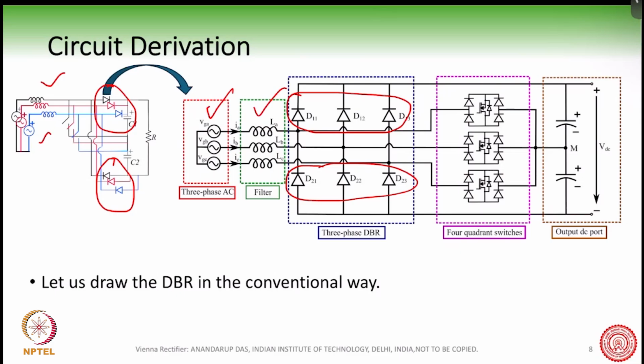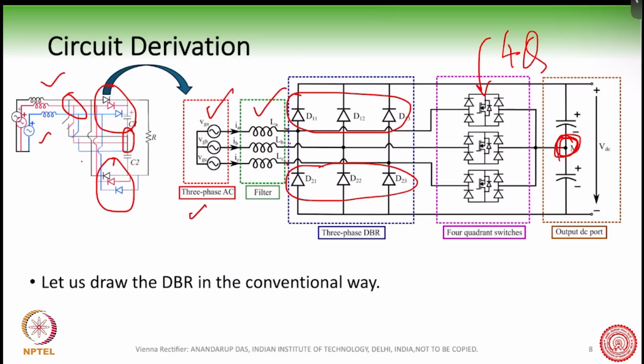Now we have drawn the diodes, and the middle point of this capacitor, here we see the middle point of this capacitor. This middle point is connected to the inductors at this point through these four quadrant switches. So here you can see this middle point of the capacitors is connected to the inductor points through these four quadrant switches. So this is how the converter looks now.